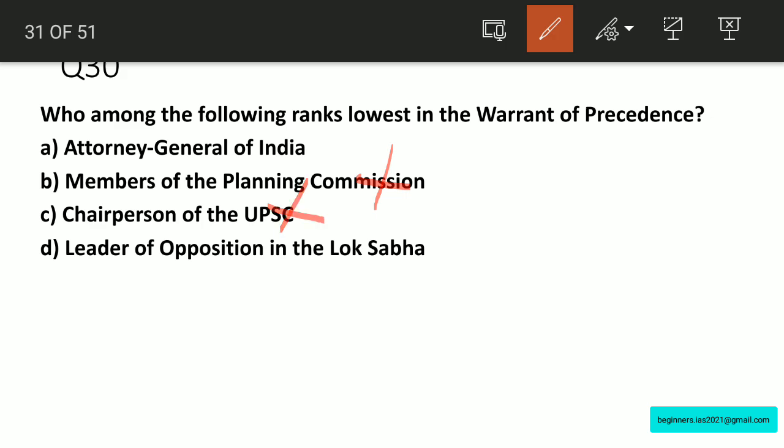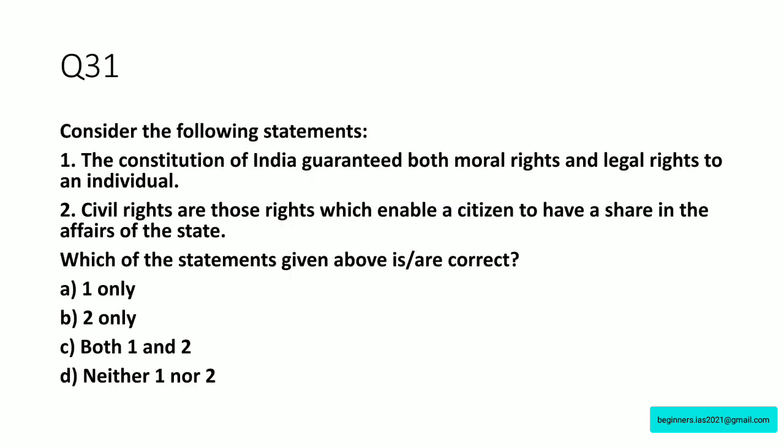What about Leader of Opposition? We have discussed that also, the Leader of Opposition comes under ranking 7. Therefore that is not it. Here, the Attorney General comes under 11th position, that is Attorney General of India, and also Cabinet Secretary, Lieutenant Governors within the respective union territories come under the final one, that is 11th ranking position. Therefore A, Attorney General, is the right answer for this question.